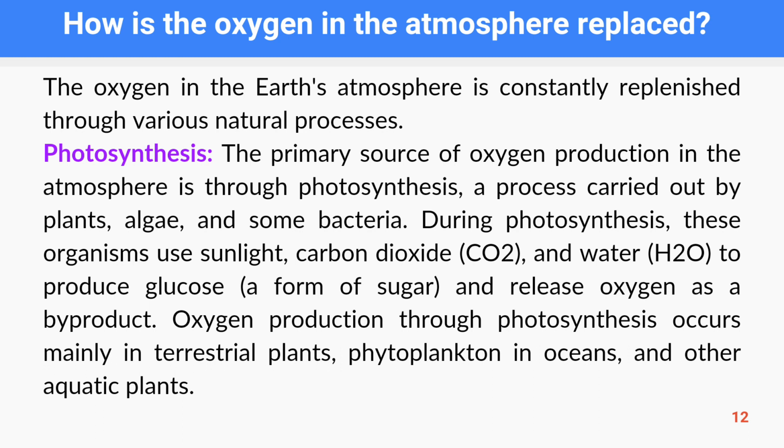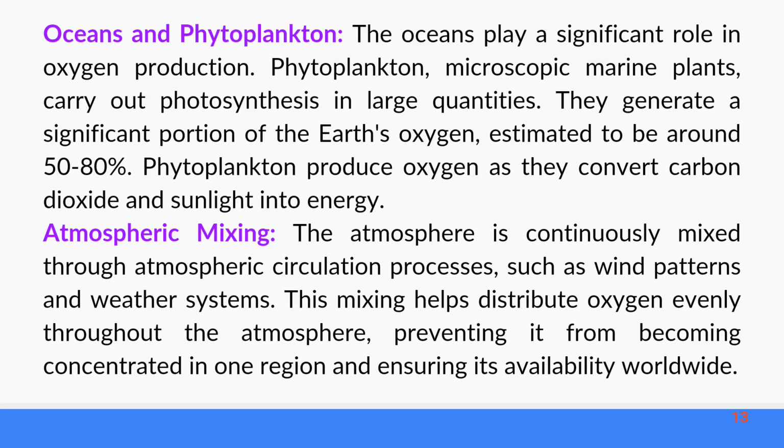Oxygen production through photosynthesis occurs mainly in terrestrial plants, phytoplankton in oceans, and other aquatic plants. Oceans and phytoplankton. The oceans play a significant role in oxygen production. Phytoplankton, microscopic marine plants, carry out photosynthesis in large quantities. They generate a significant portion of the Earth's oxygen, estimated to be around 50 to 80%. Phytoplankton produce oxygen as they convert carbon dioxide and sunlight into energy.